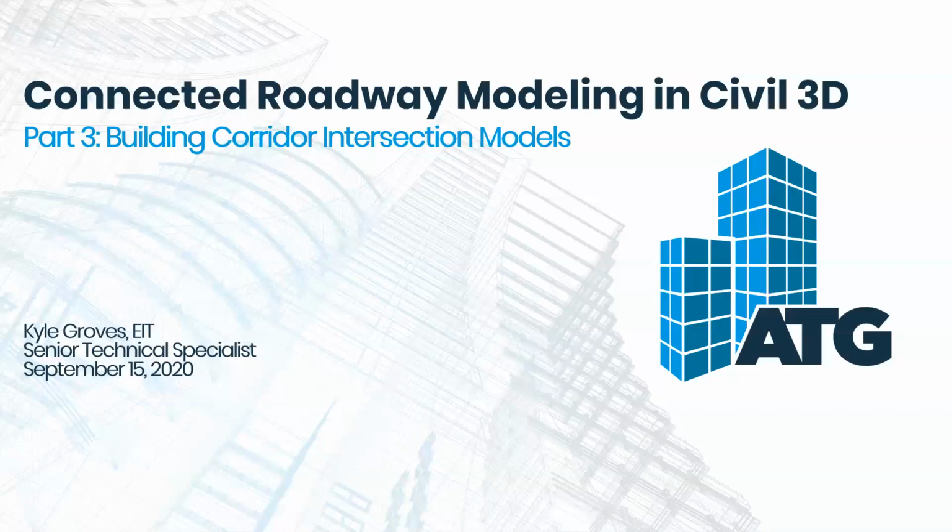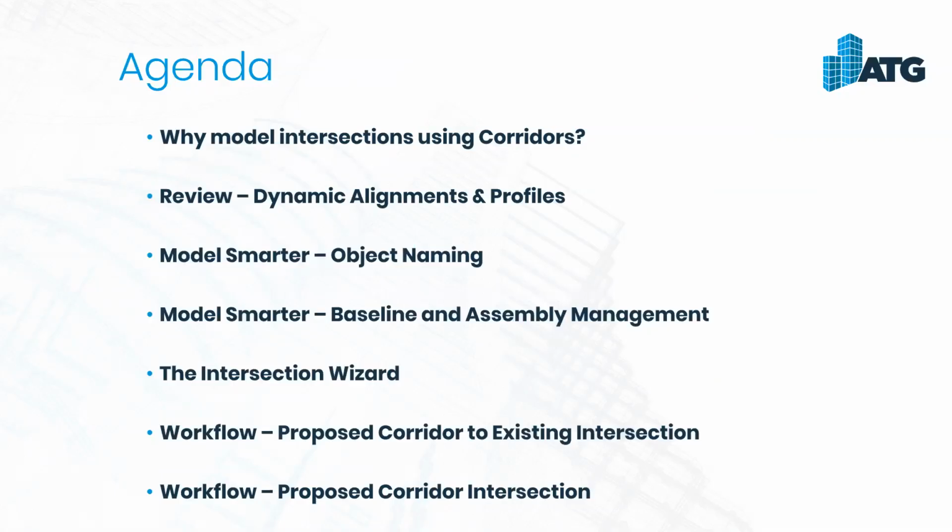So what are we doing today? Well, first off, we're going to talk about why we want to model intersections using corridors in the first place. Yeah, it's a little bit of extra work. Maybe you do or don't have the justification for it, or maybe you just want to do it because you're a completionist and a perfectionist. But there's a couple reasons to, a couple reasons not. Once we go through that, we'll do a little bit of review on our dynamic alignments and profiles that we've covered in the first two parts of this series.